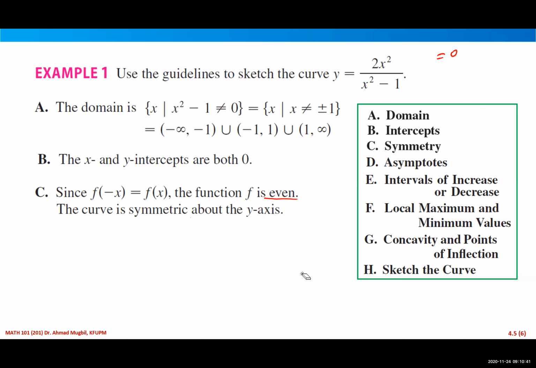Okay. So what else? The asymptotes. We need now to find the vertical and the horizontal asymptotes. We will not focus on the slant until we study them.